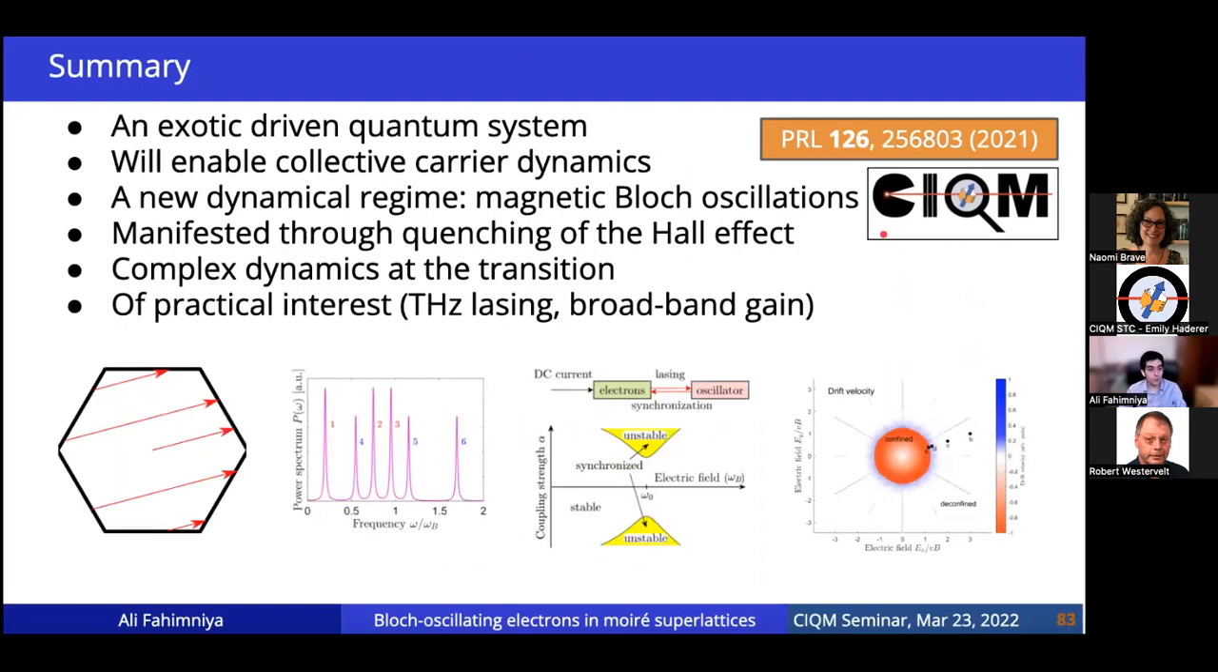With this, I hope it is on time, I get to my summary. I talked about this exotic driven quantum system that gives us collective carrier dynamics, a very simple one. And I also talked about the dynamical transition for the magnetic Bloch oscillations and complex behavior near the described transition. All of this is of practical interest and also very interesting for theoretical endeavors.